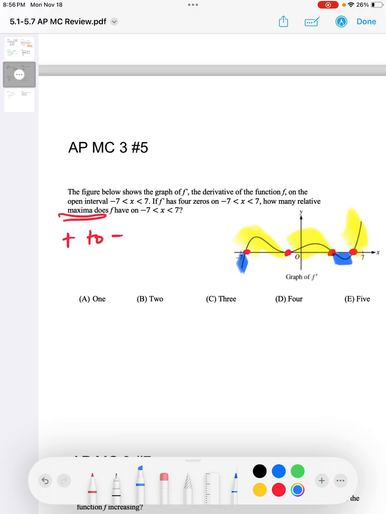And I'm looking for where it goes from above down to below. Above to below, that only happens one time. That is right here. And so that's going to end up being A for my answer.